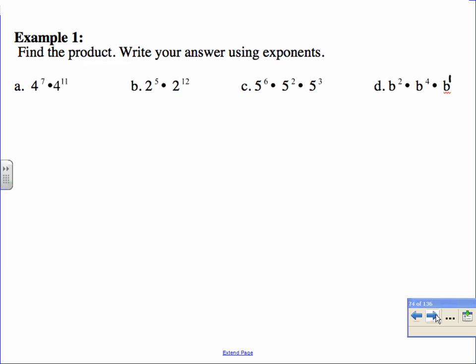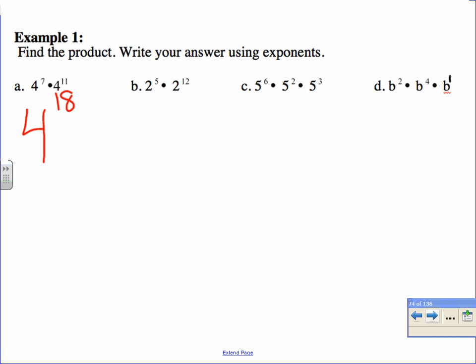Okay, let's do some examples. Example 1, now here's what Annalise is trying to ask. It says, find the product, but the directions are always going to say, write your answer using exponents. Do not multiply them out, okay? Letter A is 4 to the 7th times 4 to the 11th. So we have 7 4s here. We have 11 4s here. When you're multiplying and the base is the same, you add exponents. 7 plus 11 is 18. So your answer is 4 to the 18th. Rewrite the base, add the exponents.